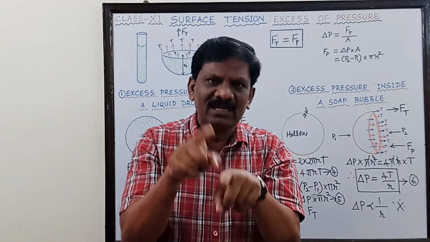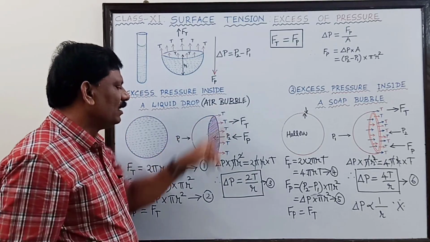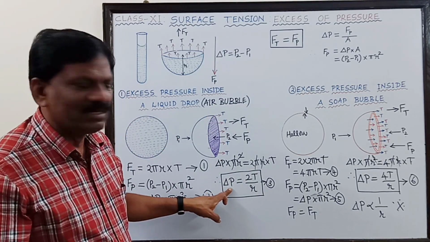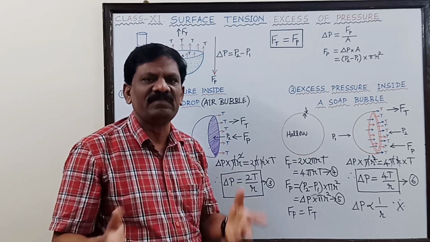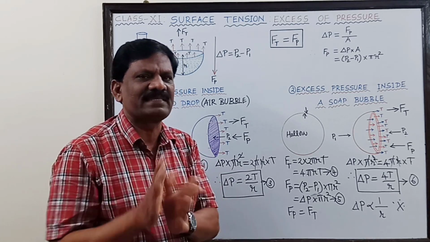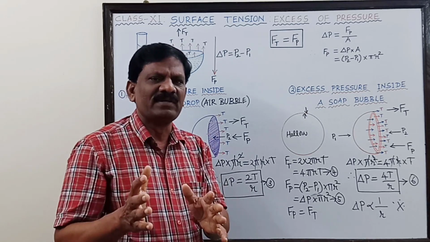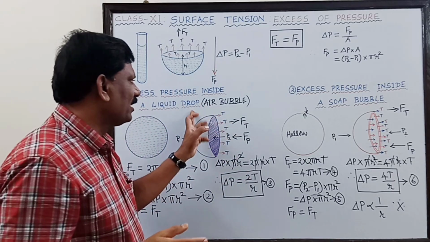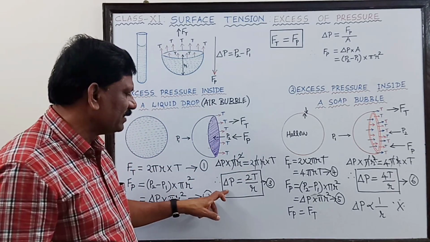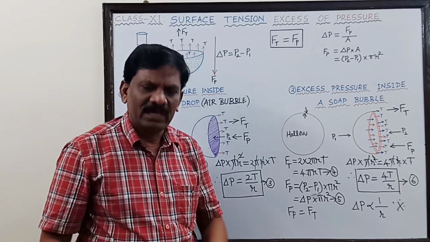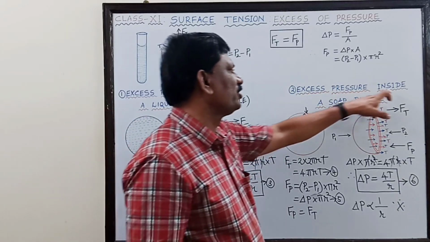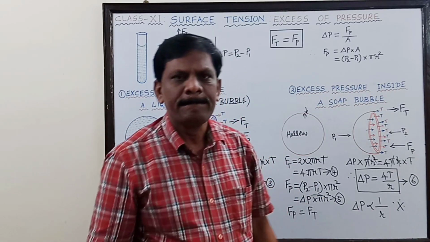Is it not? So for an air bubble also, what is the pressure difference equal to? 2T by R. The same derivation. In the exam, if they ask to derive an expression for the excess of pressure across the liquid surface, or across the liquid drop or air bubble, both are one and the same. That is delta P equal to 2T by R only. Now let us take a case of excess pressure inside a soap bubble.